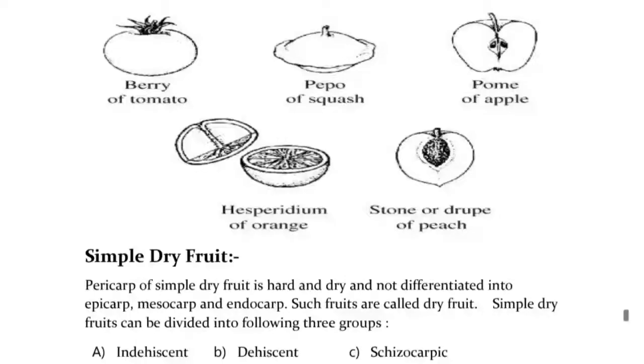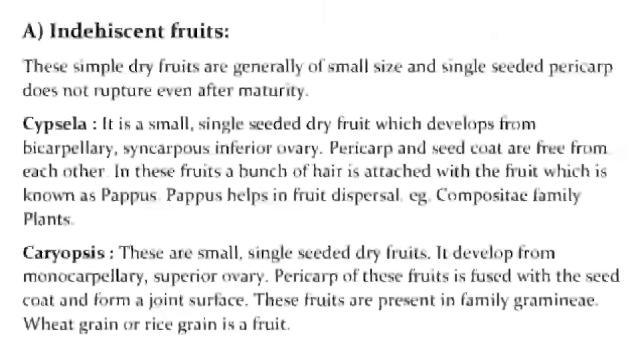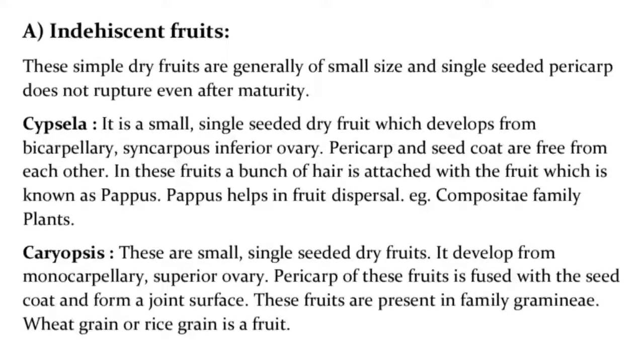Simple dry fruit. The pericarp of simple dry fruit is hard and dry and not differentiated into epicarp, mesocarp and endocarp. Such fruits are called dry fruit. Simple dry fruits can be divided into the following 3 groups: A. Indehiscent, B. Dehiscent, C. Schizocarpic. A. Indehiscent fruits: these simple dry fruits are generally of small size and single-seeded.